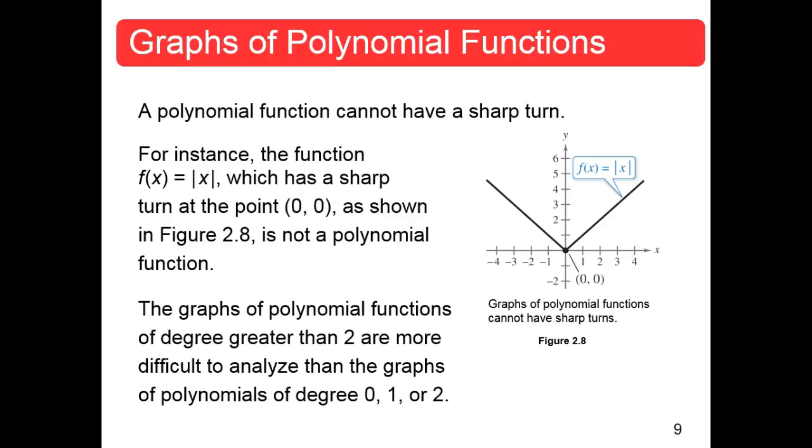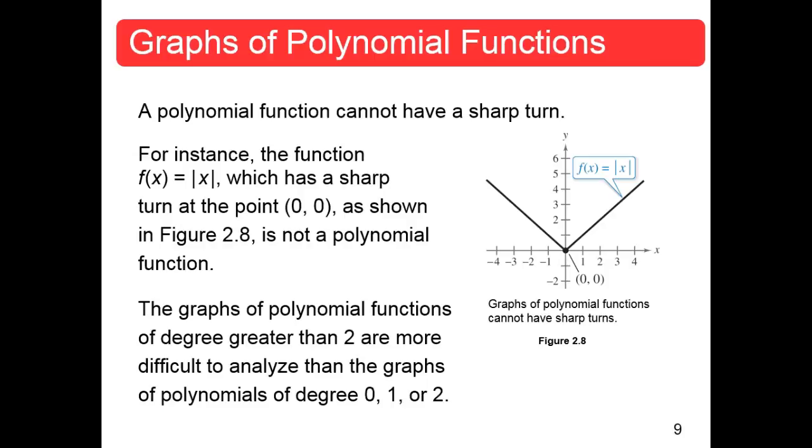So the parent function of this, the absolute value of x, has a sharp turn at the point 0, 0, as shown. This is not a polynomial function. F of x equal x, that would be a polynomial function, linear. F of x equal minus x, that would be. But that sharp turn at the origin means the whole function is not.